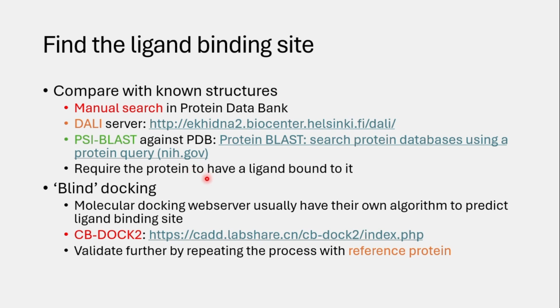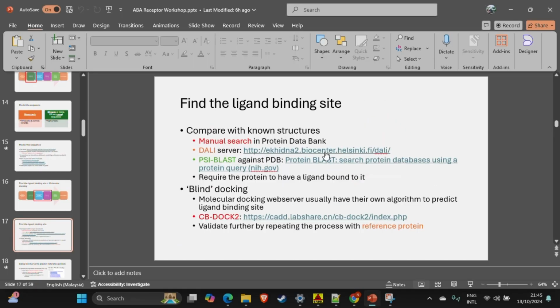And alternatively, we can perform what we call blind docking. Usually, a molecular docking web server has its own algorithm to predict any ligand site. For this practice, we're going to perform CB-Dock2. We can go to this website, and if the reference protein does not have a ligand bound to it, we can repeat this process by performing CB-Dock2 for the reference protein as well. So let's try it out. Okay, let's first go to the DALI server here.